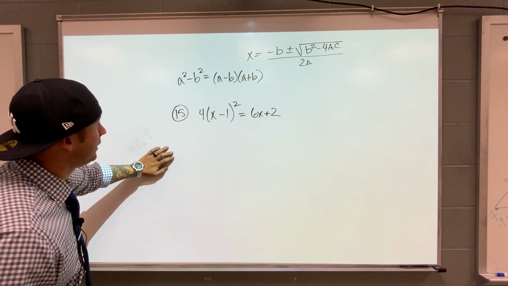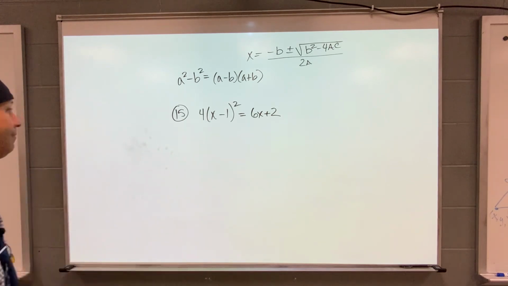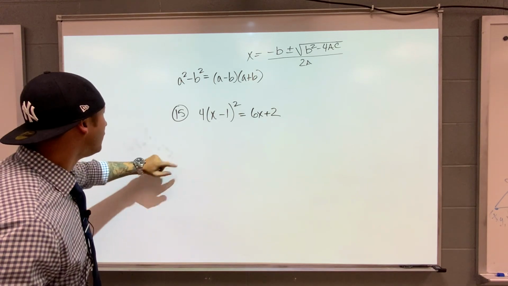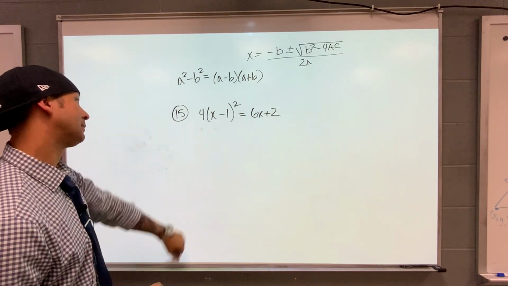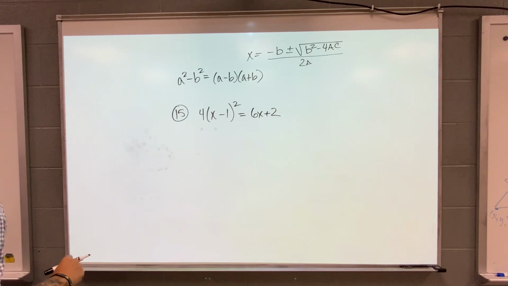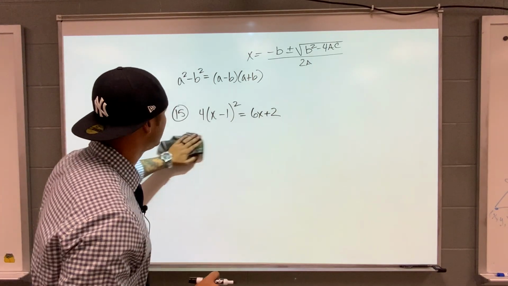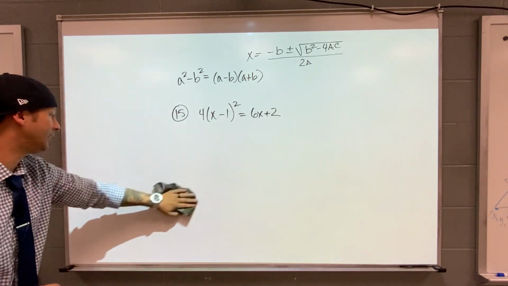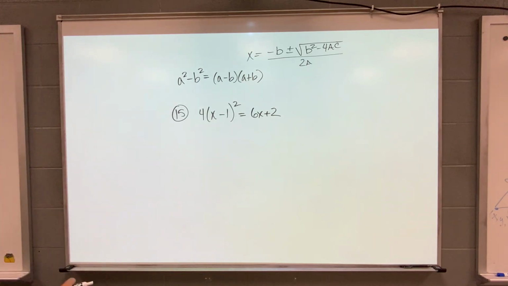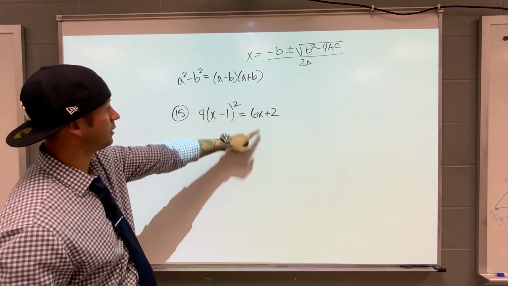Can't use the square root method here. Actually, number 15. 4 times x minus 1 squared equals 6x plus 2. So we can't use the square root method here because of this x term right here.